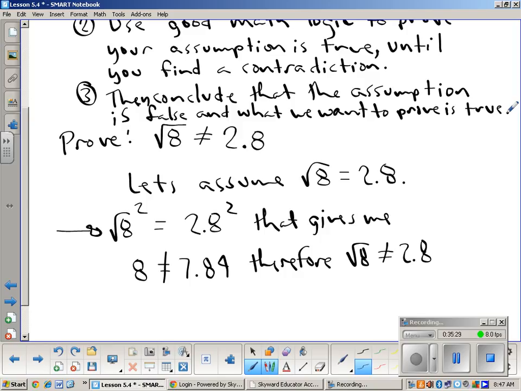3 steps. Step 1, state the negation of what you want. Assume the opposite of what you really want. Step 2, try to prove that assumption is true until you run into a contradiction. And then step 3, conclude that the assumption must be false and what we really wanted to prove all along was true. Okay?